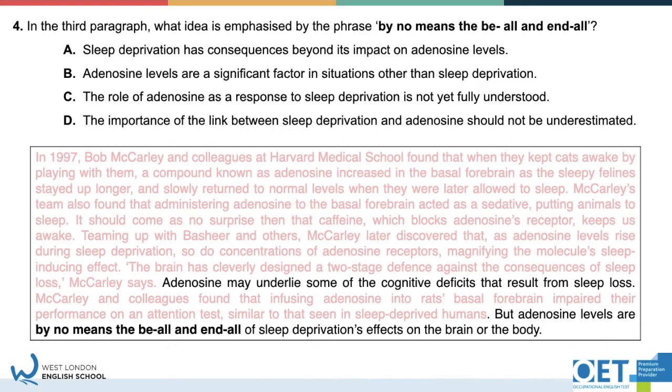So, we then need to have a look through the options of the answers. If we have a look at A, sleep deprivation has consequences beyond its impact on adenosine levels. Now, this needs to be our answer. Because what we can see in the first sentence highlighted is talking about adenosine, the impact that it has, for example, cognitive deficits because of sleep loss.